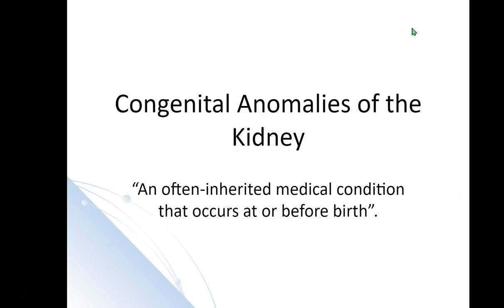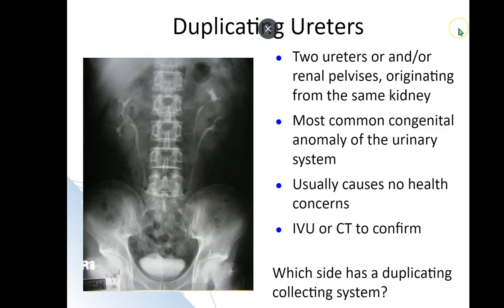So let's talk about some congenital abnormalities or anomalies of the kidneys. And remember, when we say congenital, that means that they were inherited or present at birth, typically. So first would be duplicating ureters. The condition of duplicating ureters is when the patient has two ureters or two renal pelvises originating from the same kidney. This is the most common type of congenital anomaly of the urinary system, and it usually causes no health concerns. The kidney still functions normally with no problems.